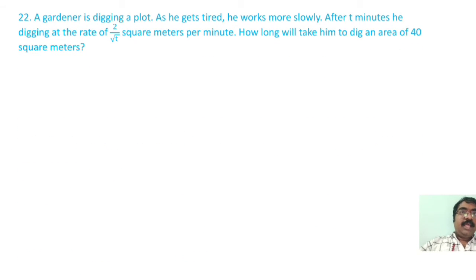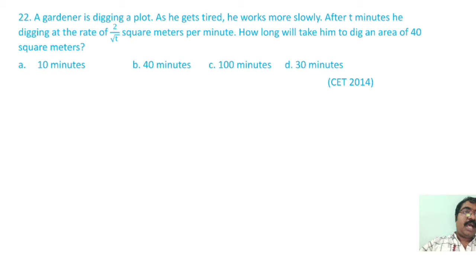22nd. A gardener is digging a plot. As he gets tired, he works more slowly. After t minutes, he digs at the rate of 2 by root t square meters per second. How long will it take him to dig an area of 40 square meters? Options: 10 minutes, 40 minutes, 100 minutes, 30 minutes. Asked in CET 2014.